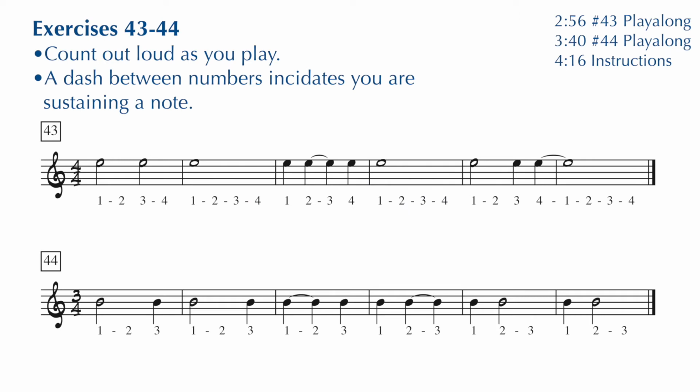At the bottom of page 24, we have exercises 43 and 44. These are one-note wonders. All you're doing here is practicing counting ties. When you play these, I'd like you to say the counting out loud as you play, and the dash between the numbered beats shows that a note is being held out.